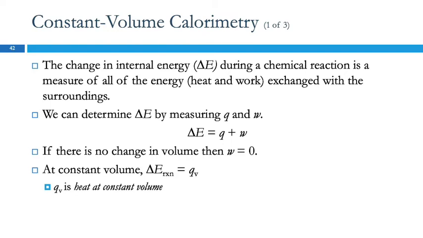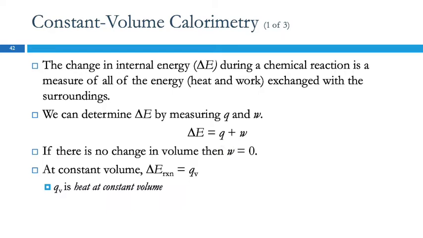So the change in internal energy in a chemical reaction is a measure of all the energy, both heat and work, that gets exchanged between the system and the surroundings. And so we could determine delta E by measuring Q and W. So the change in E is going to equal Q plus W.